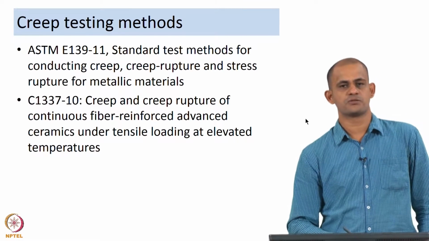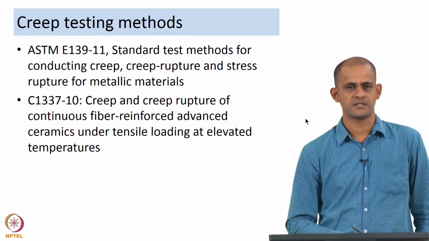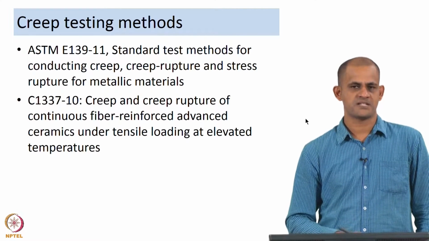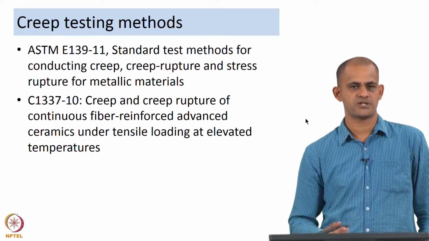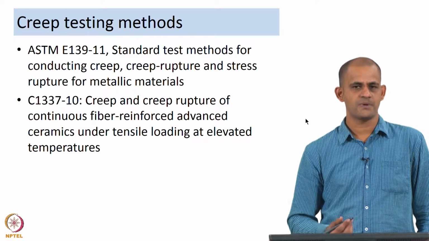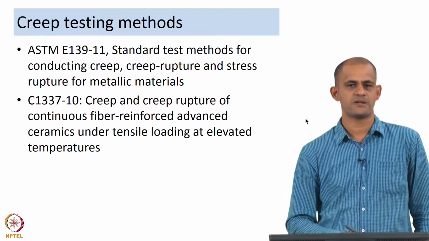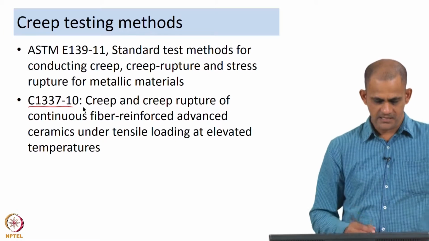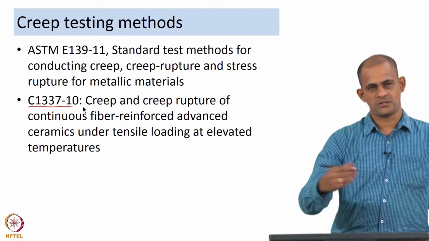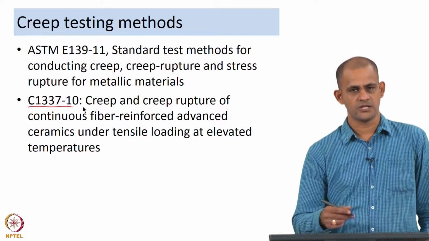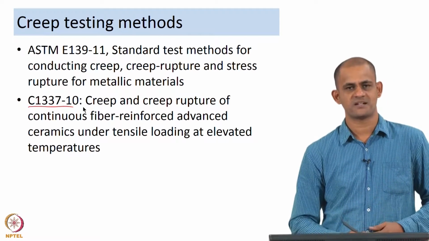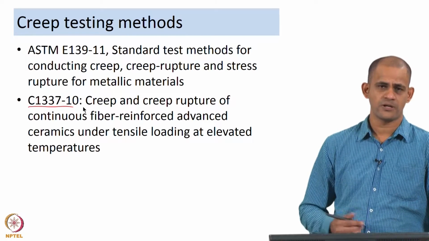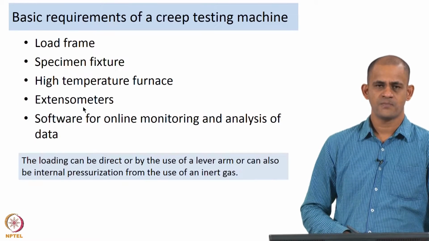There are many standard creep testing methods. I have listed two of them here. One is the ASTM E139, which is a standard test method for conducting creep, creep rupture and stress rupture tests of metallic materials. And for ceramics, you could have creep and creep rupture of continuous fiber reinforced advanced ceramics under tensile loading at elevated temperatures. For that the standard is C1337-10. There are a few others as well, but here I am listing only these two for you to know the type of standards that are available. And in the next set of slides I will be talking briefly about the ASTM E139.